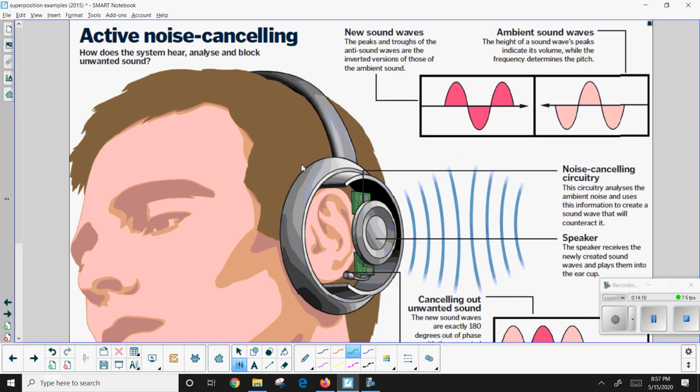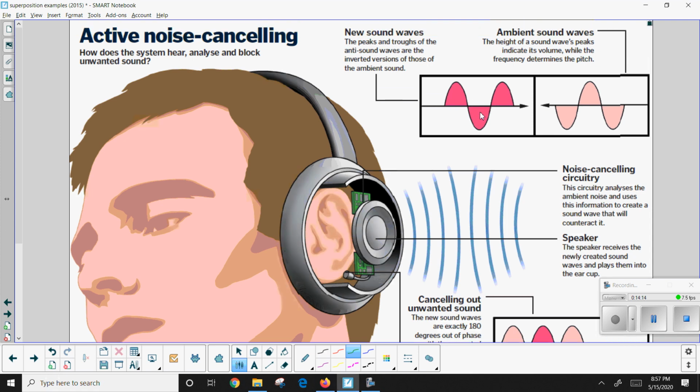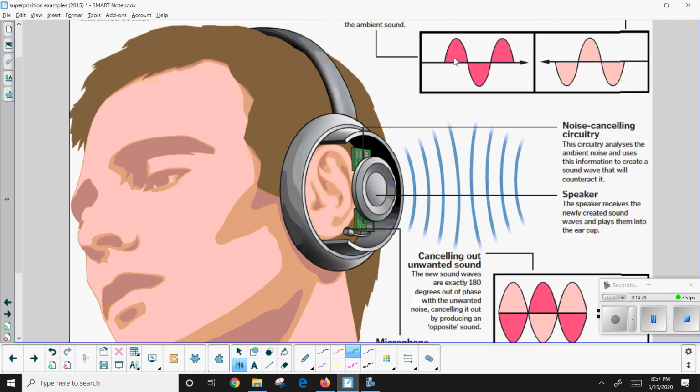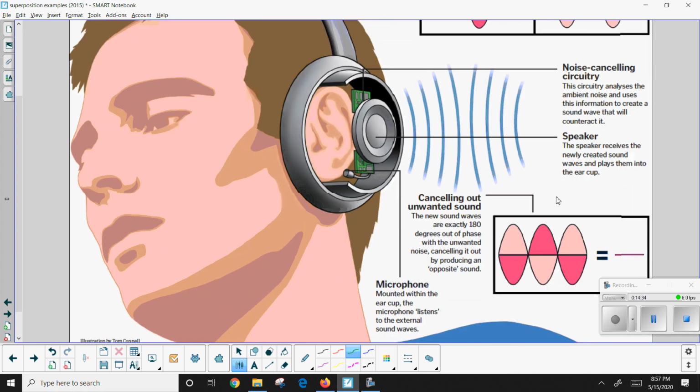Here we go. So again, you have a microphone on the outside, so you pick up the annoying sound. This is this one here. You make a new sound that has the opposite polarity or opposite amplitude. The original sound is played, so you hear it, and you play the new inverted sound at the same time, and look what happens. The two waves exactly cancel.